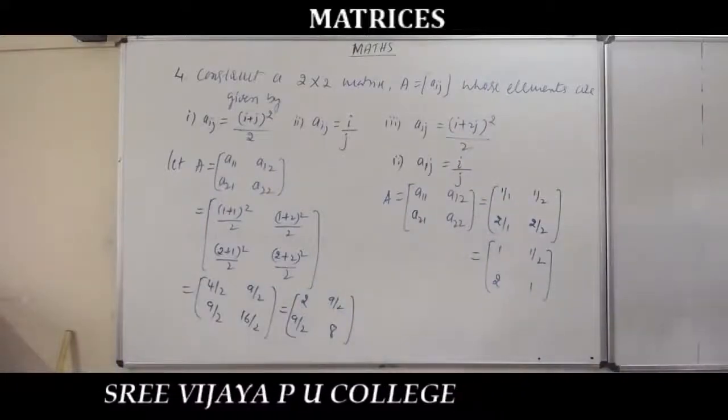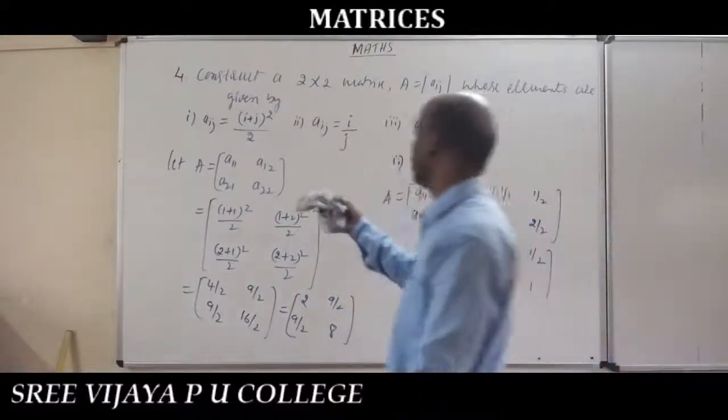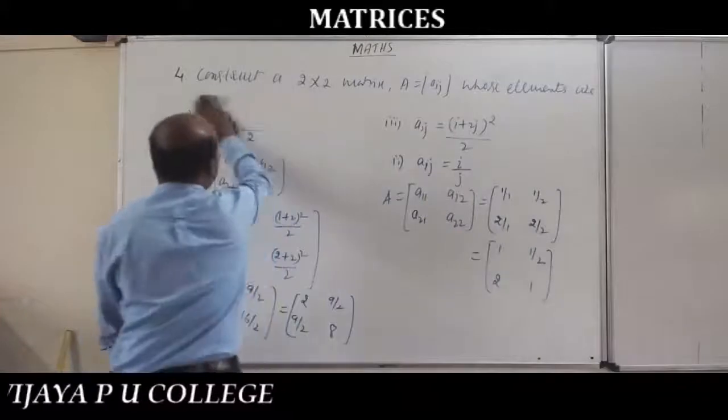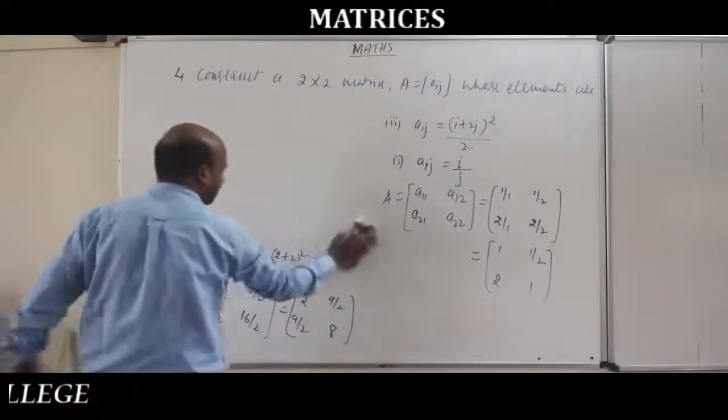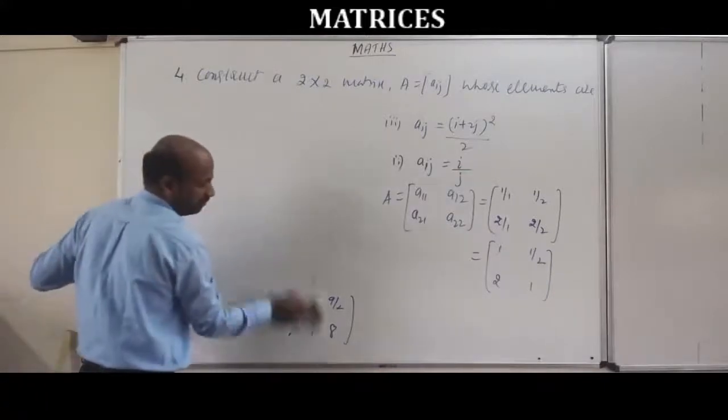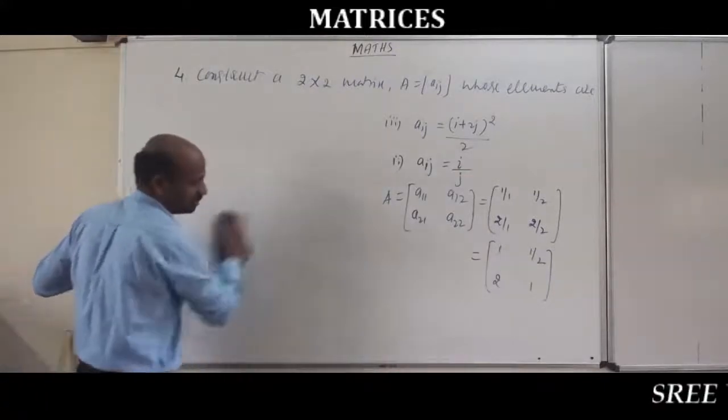In this chapter, one mark questions may be asked, like define a scalar matrix, define a diagonal matrix, define a square matrix. Either definitions could be asked. In this chapter, definitions could be there.